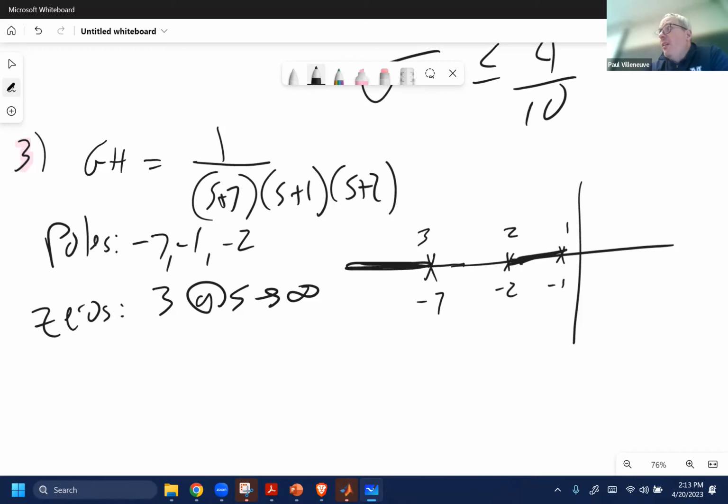Well, we can see we go from 3, but there's no 4. Well, actually, there's a zero at S equals infinity. So we start at a pole and we end at a zero. This root locus terminates at that zero. These do not.